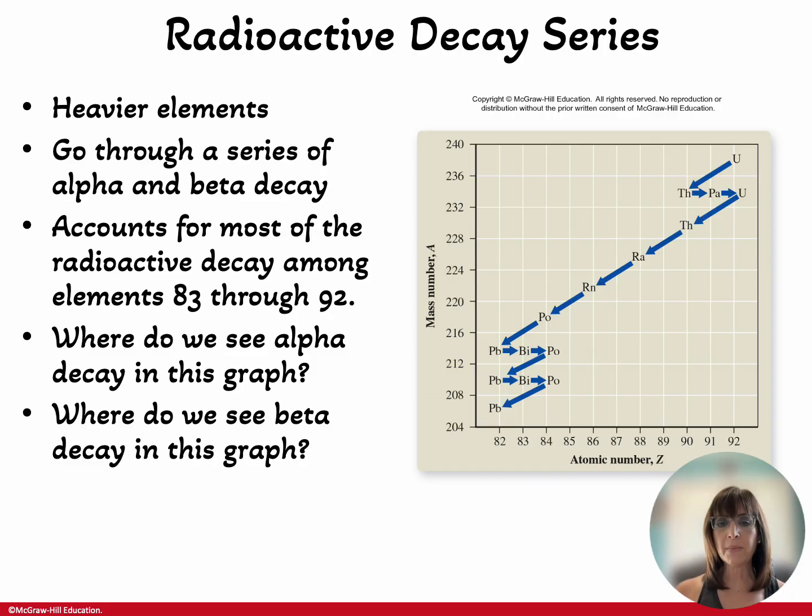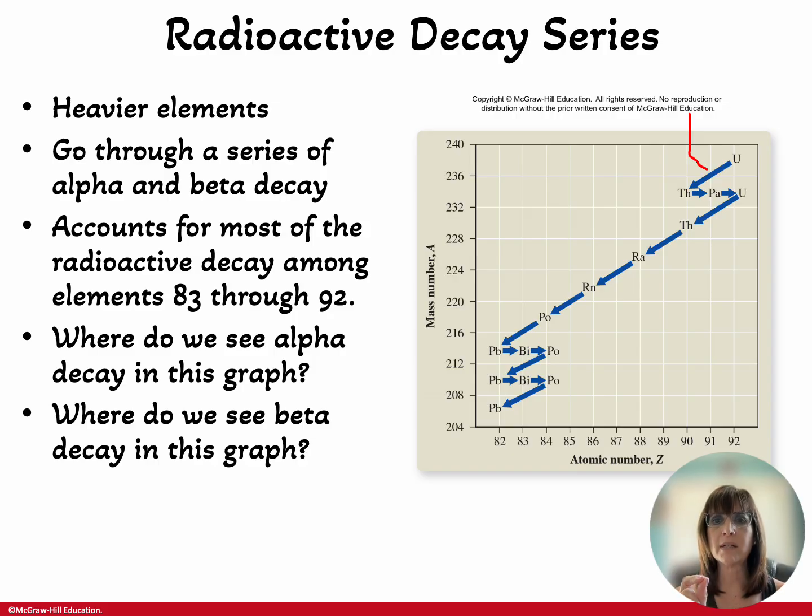So if you look at this very first right here, this arrow here, you go from uranium to thorium. Look at the graph. What changed? Number one, the mass went down by 4. It looks like it goes from 238 to 234. And the atomic number dropped by 2.